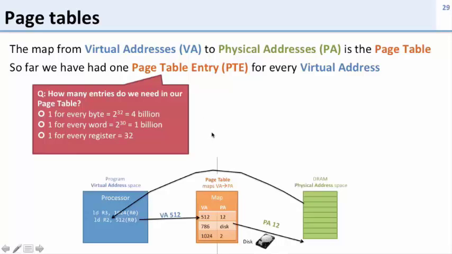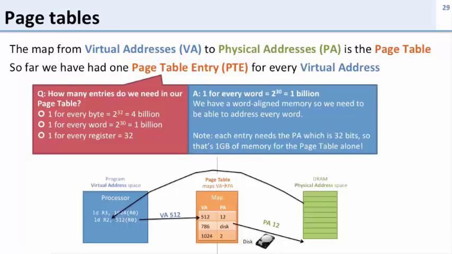So how big is this? So if we need one entry in our page table for every virtual address, and remember virtual addresses are word access, how many do we need? Well, we need one for every word. So that's 2 to the 30 or 1 billion entries. So that means that this table here for a 32-bit program address space has to be able to fit 1 billion entries in it. And each one of these entries is pretty big. It has to say what's the virtual address and the physical address, so it's at least 32 bits. So that means this is about 1 gigabyte of memory just to keep track of this page table.